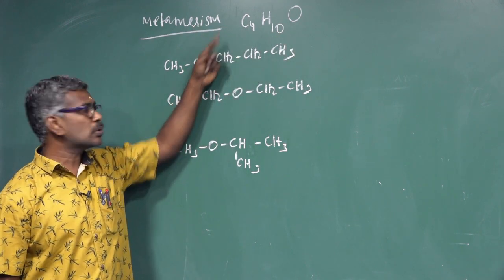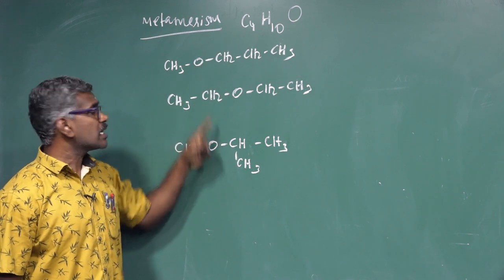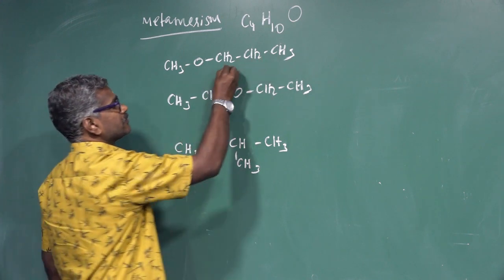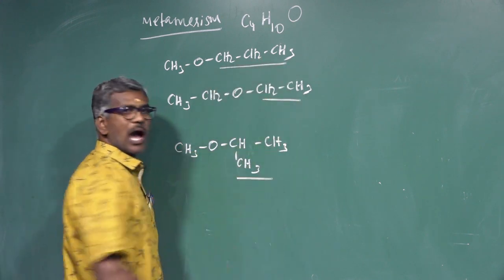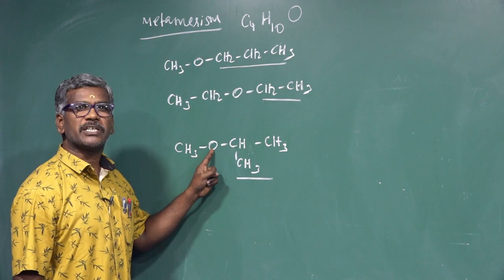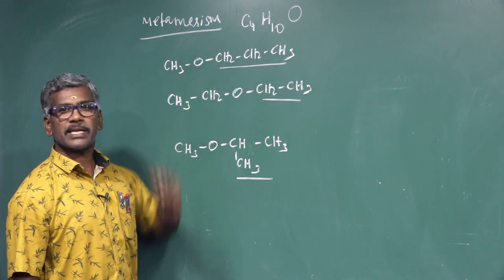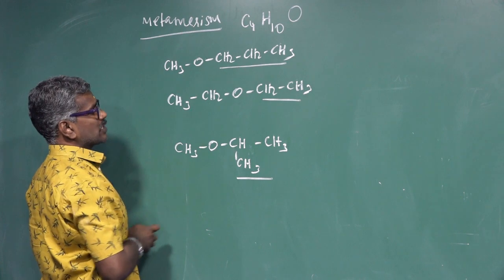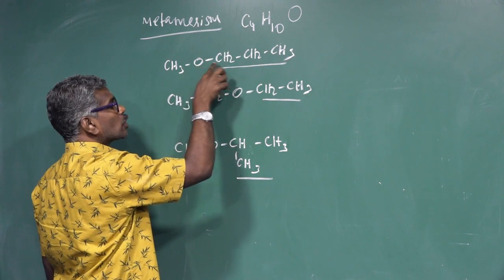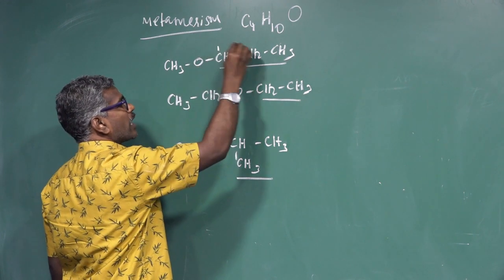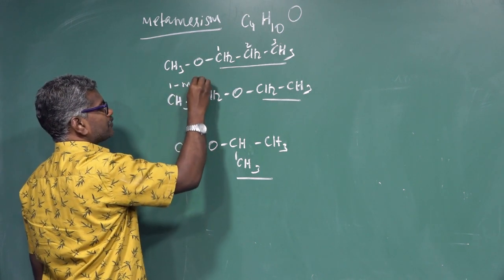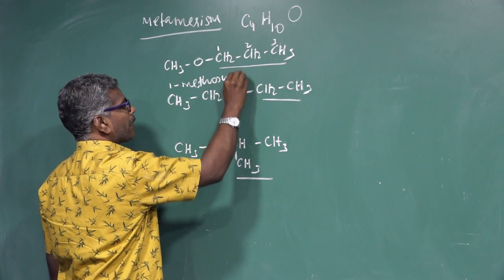Metamerism arises due to the same molecular formula and the same functional group, but the number of carbon atoms or alkyl groups on both sides of the functional group differ. This is known as metamerism. These are ethers. How do we give the numbering, and from which side? The functional group attached to the first carbon gets the least number. 1, 2, 3. 1-methoxypropane.